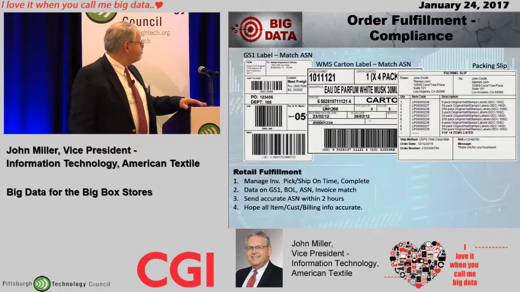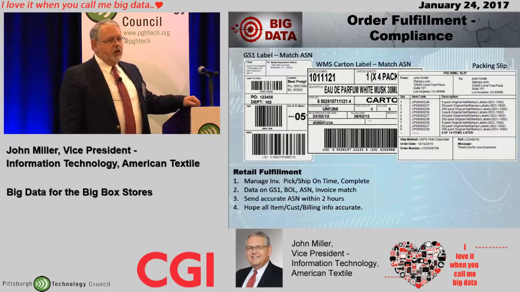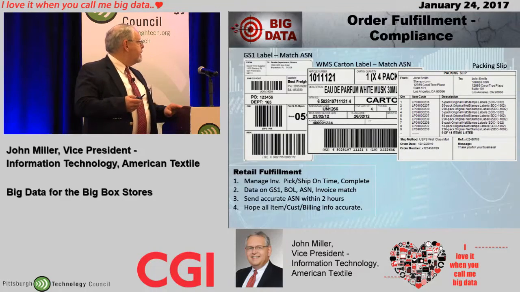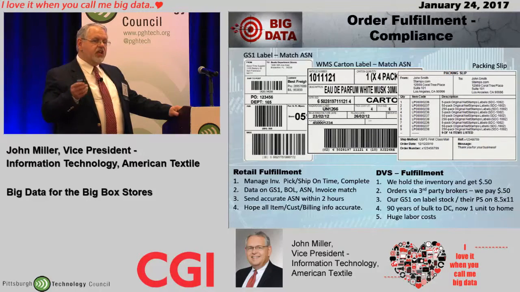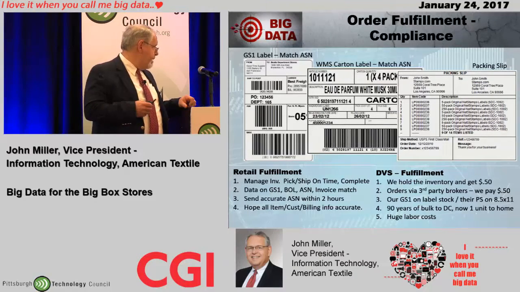Here's the thing. When you do retail fulfillment, the data on all of those documents has to be consistent and complementary. You have to have the same ASN number, the same content number, the same inventory levels. And when we send the ASN, it has to go in a certain period of time or there are penalties. We'll go over those in a minute.